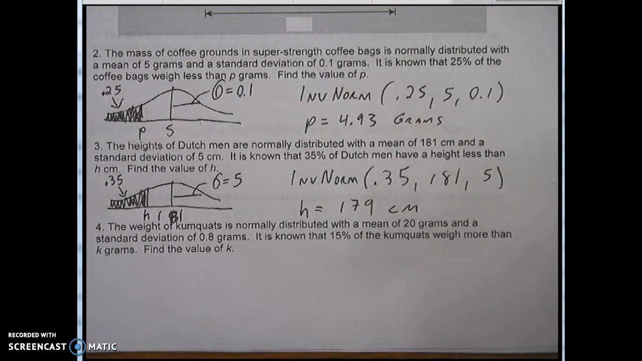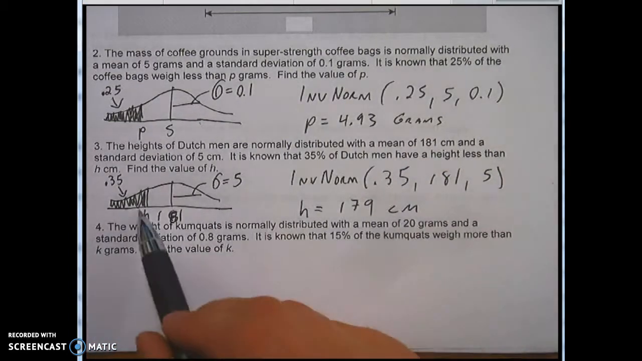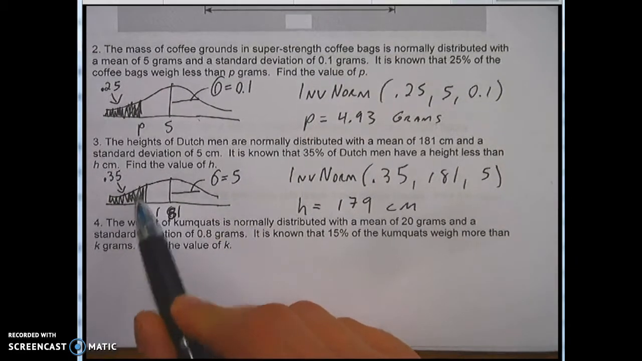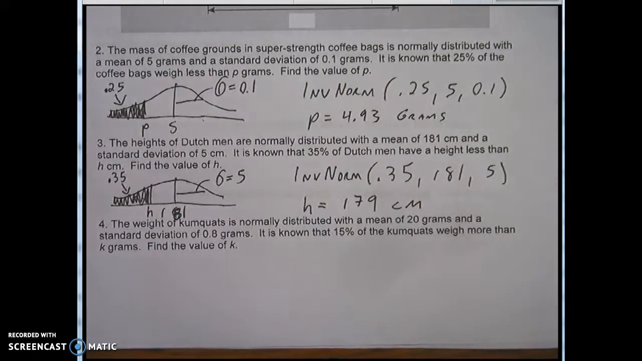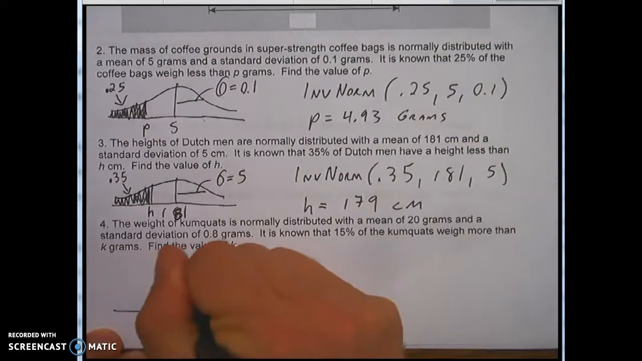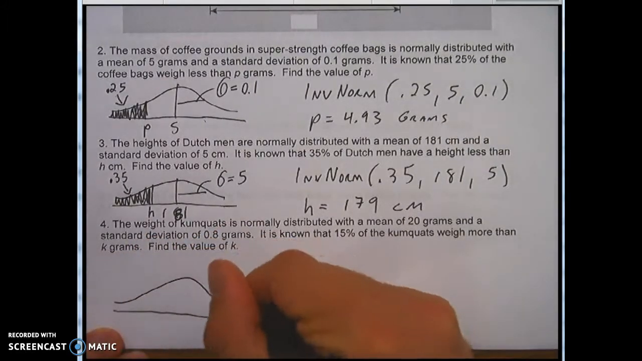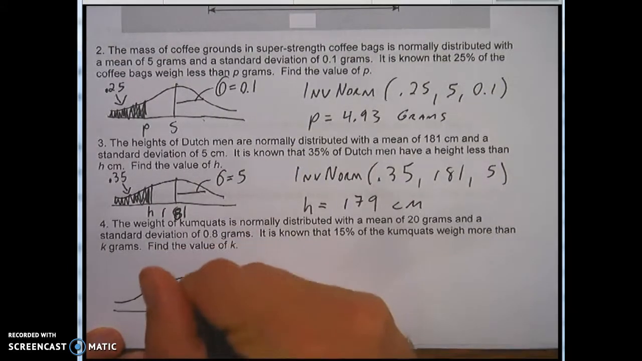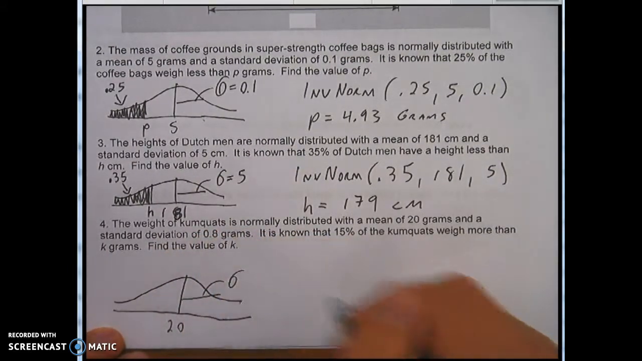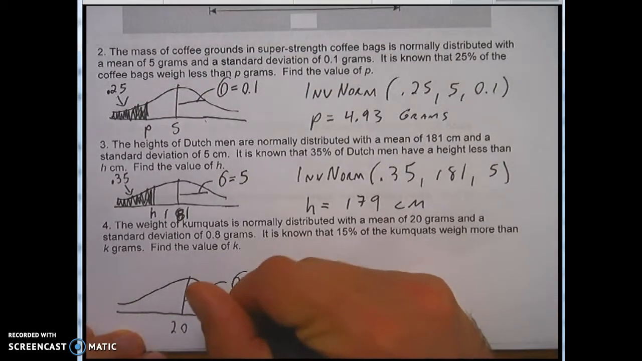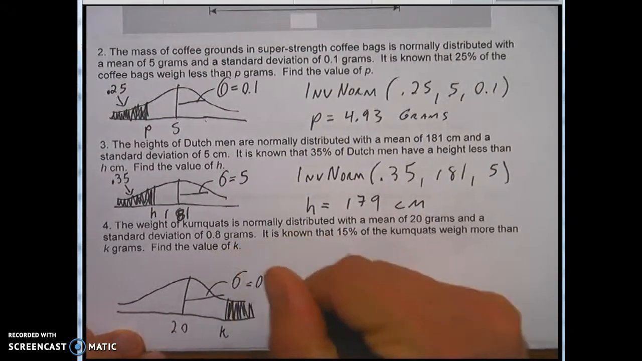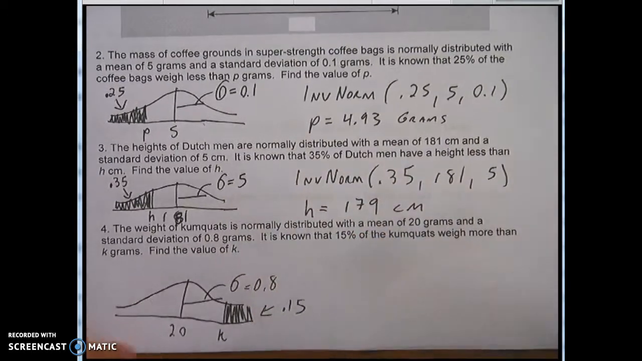Now, one thing we haven't talked about that's actually really important is the calculator only knows the area to the left, never the area to the right. It's going to be important here. So the weight of these fruits is normally distributed with a mean of 20 grams and a standard deviation of 0.8. It's known that 15% of the kumquats weigh more than k grams. So here's k, more than is to the right, and that's 0.15.